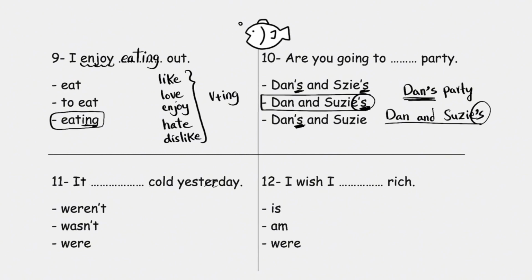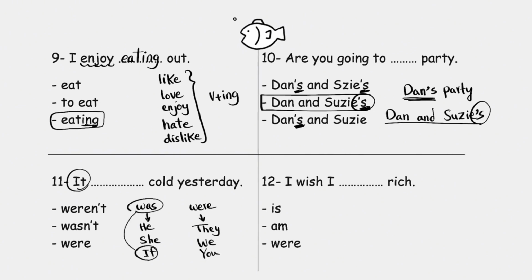It blank cold yesterday. Weren't, wasn't, were. So we have was and were. Was comes with I, he, she, it. Were comes with they, we, you. The sentence starts with it, and it takes was, and this is was in the negative form, wasn't. So this is the answer.